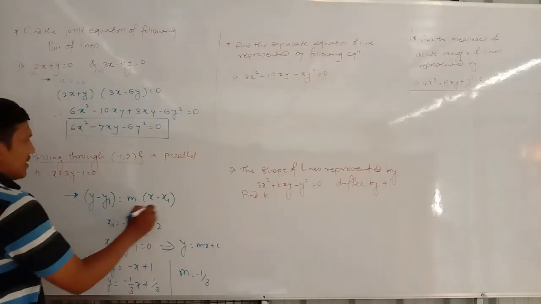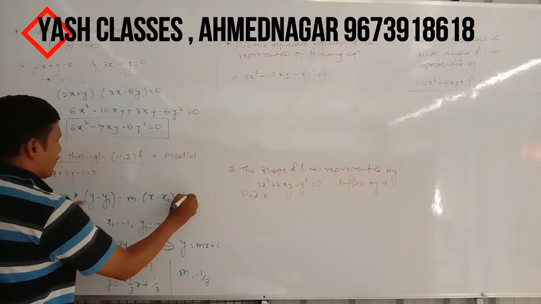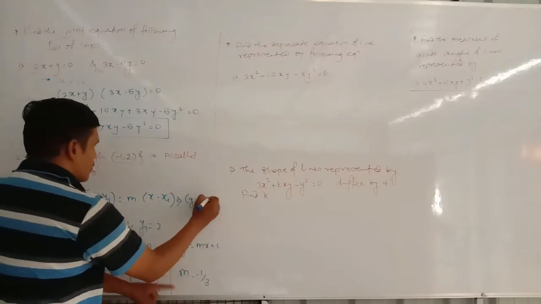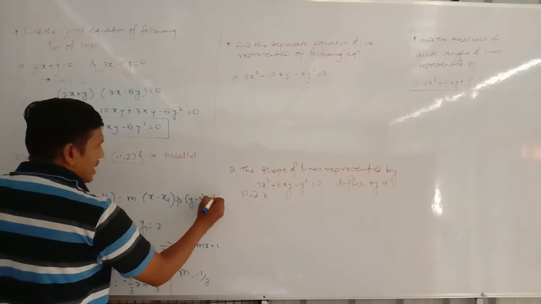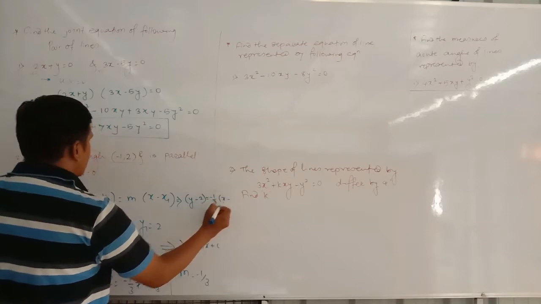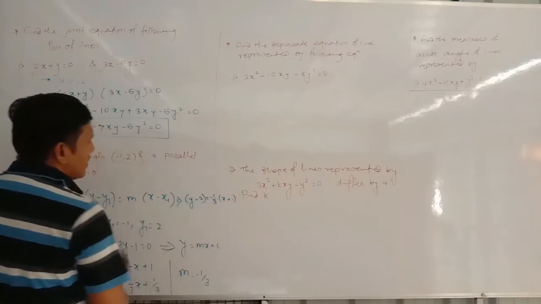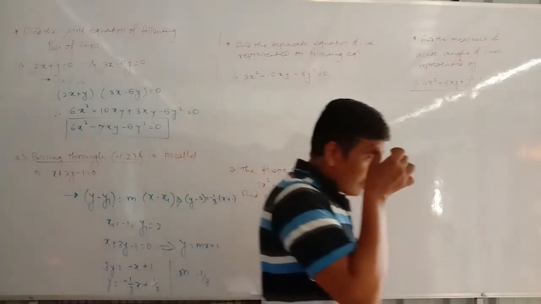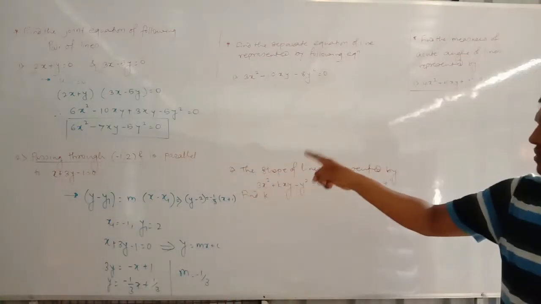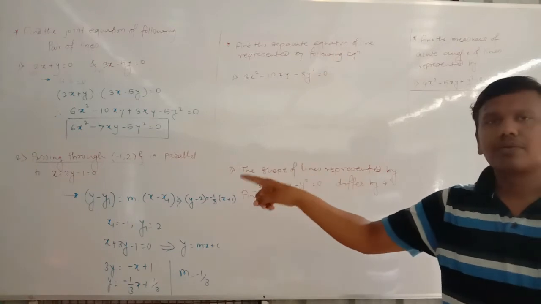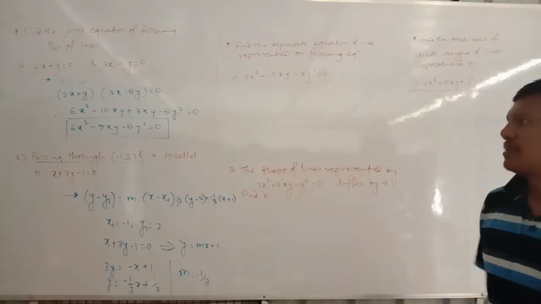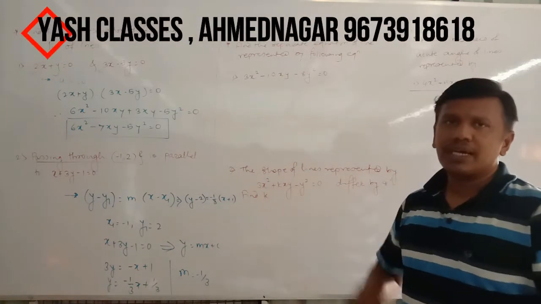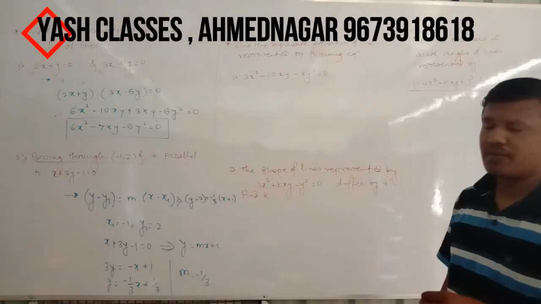So our equation changes to y - 2 = (-1/3)(x + 1). Now solve this equation, and we get the equation of the line passing through (-1, 2) and parallel to x + 3y - 1 = 0. So this is another form, another part of the line by which we can find the equation of a line.